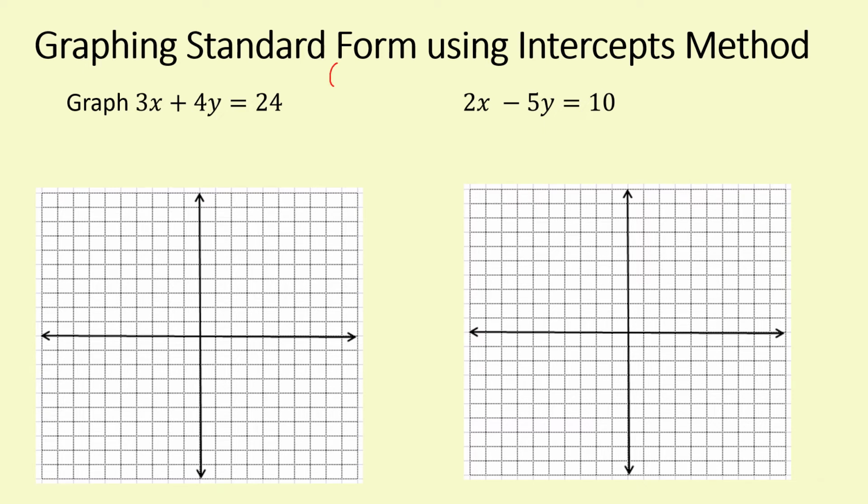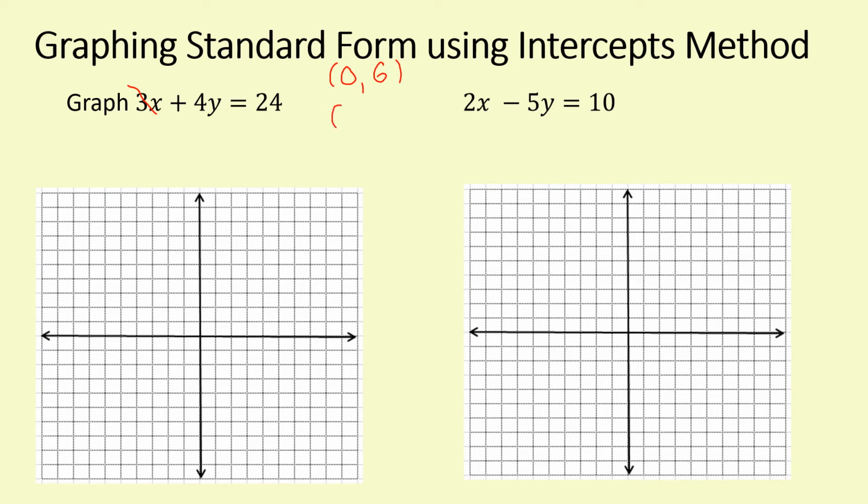The key thing to remember is that in every y-intercept, the x value is 0. So we can plug in a 0 for the x, and 3 times 0 is just gone, and we're left with 4y equals 24, which we can solve, and we get y equals 6. So the y-intercept is (0, 6).